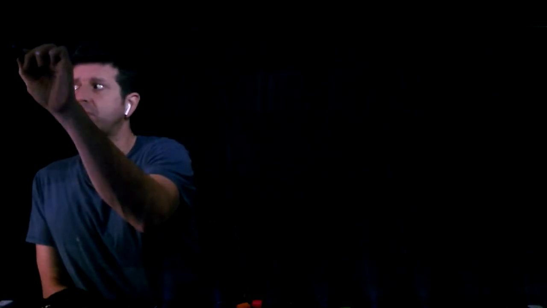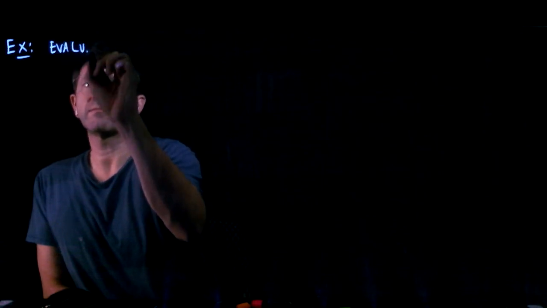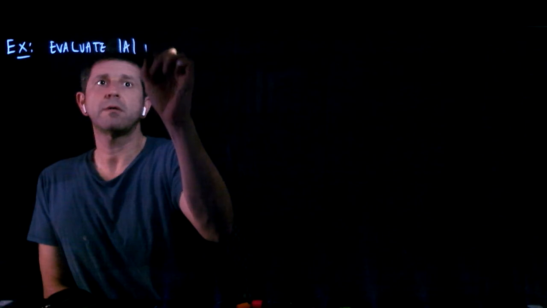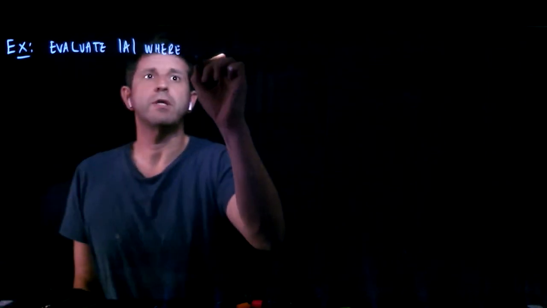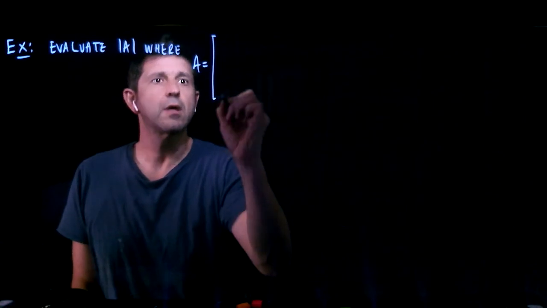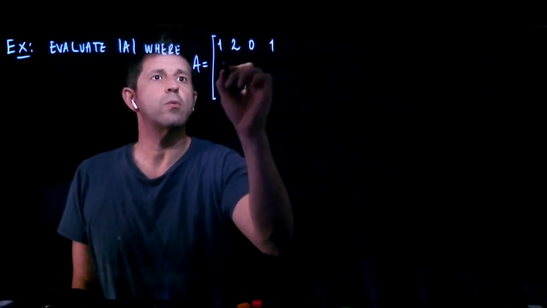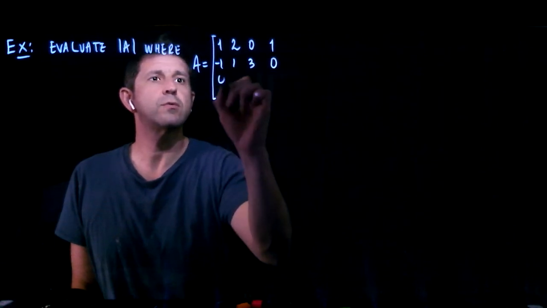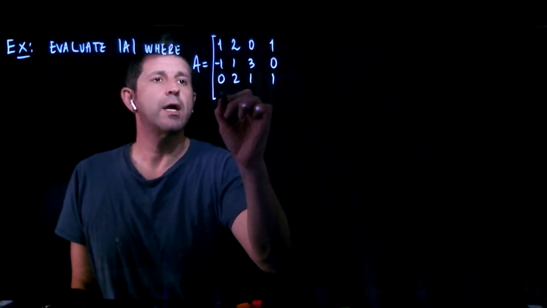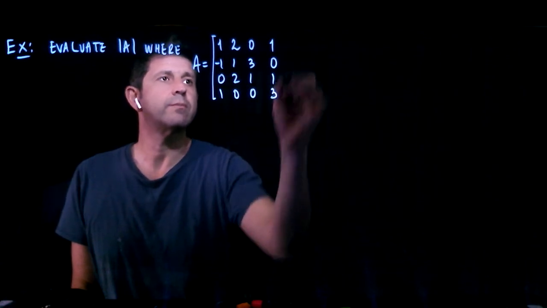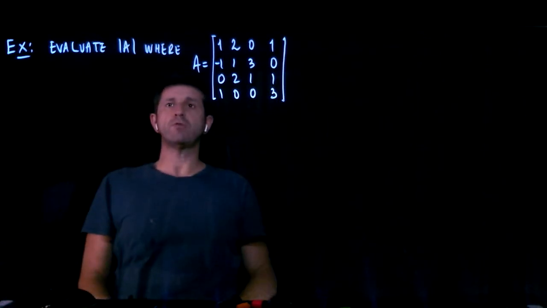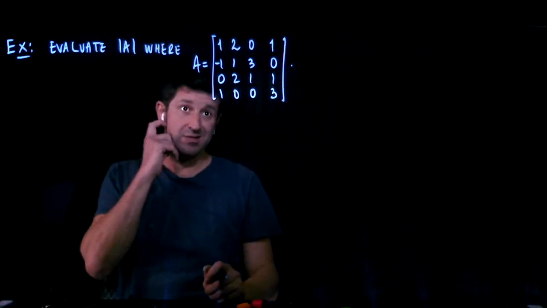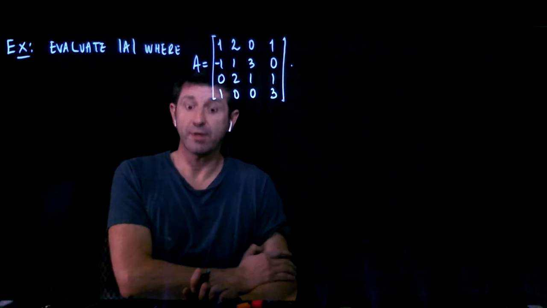Let's do one last example for this video. Okay, just applying the cofactor expansion to make sure that you don't forget it. So here's the example. Evaluate the determinant of A, where, so let me give you a nice matrix. 1, 2, 0, 1, negative 1, 1, 3, 0, 0, 2, 1, 1, and 1, 0, 0, 3. Okay, so this is the 4 by 4 matrix now. So this is much longer, as you will see.